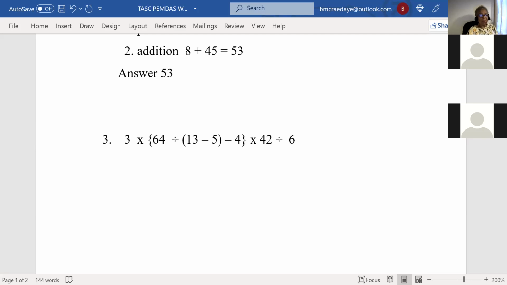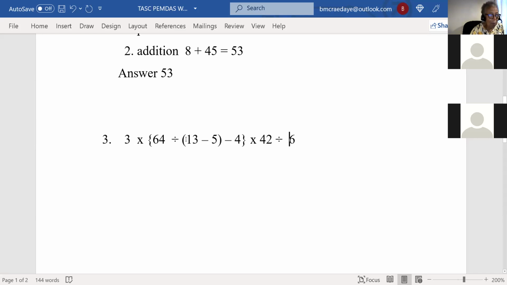Now, when you have parentheses and you have brackets, which one do you think you do first, Vanessa? You do parentheses first. That's right. You do parentheses. These parentheses here are within these brackets. See, this is the bracketed expression here. 16 divided by parentheses 13 minus 5 minus 4.